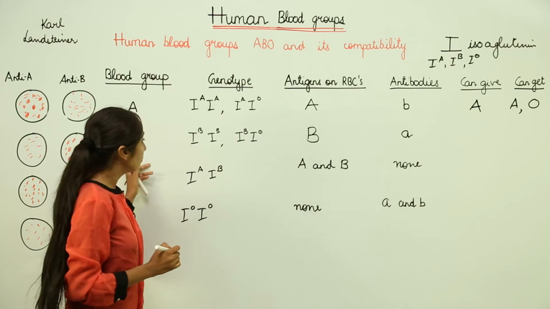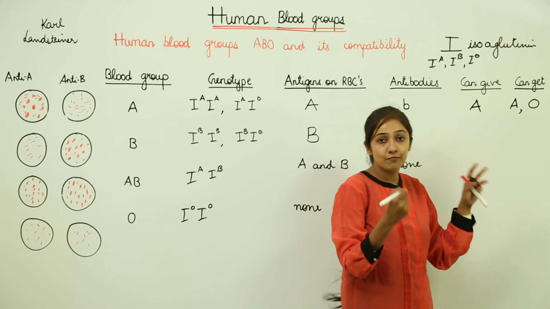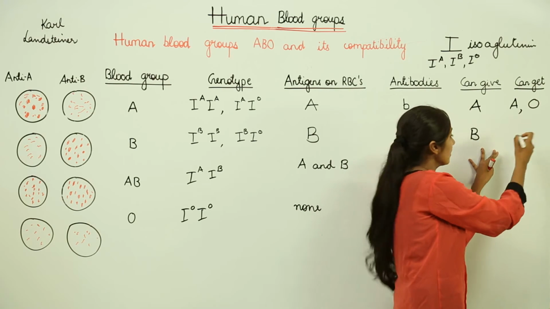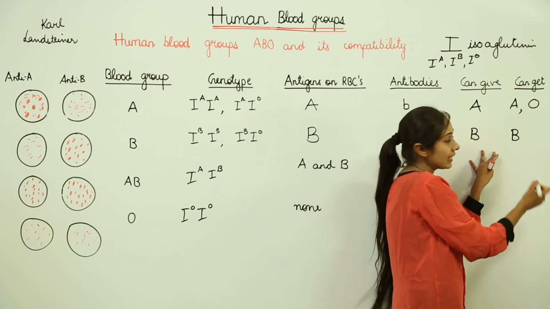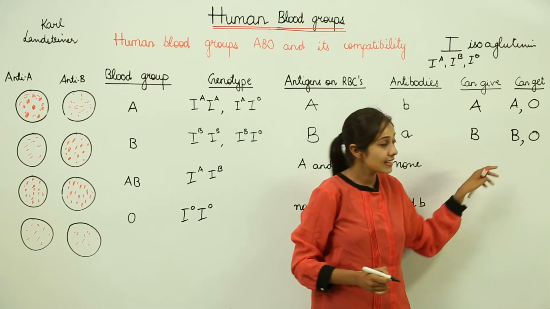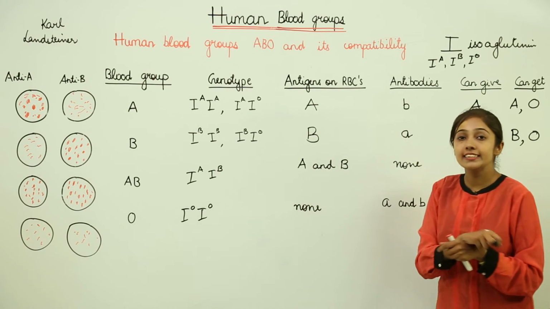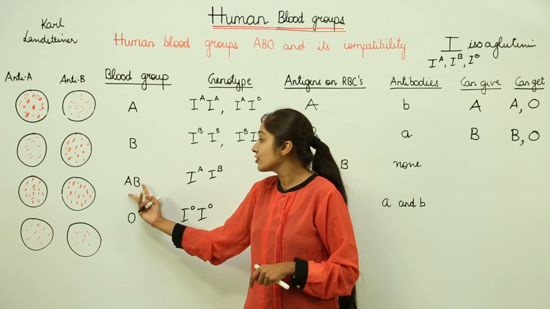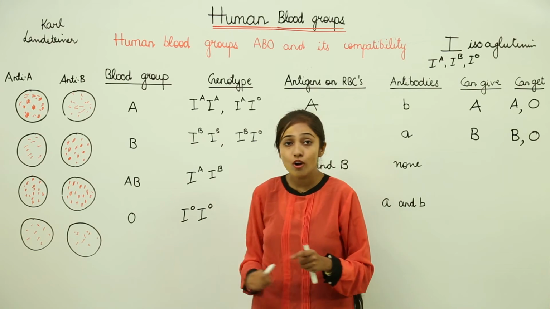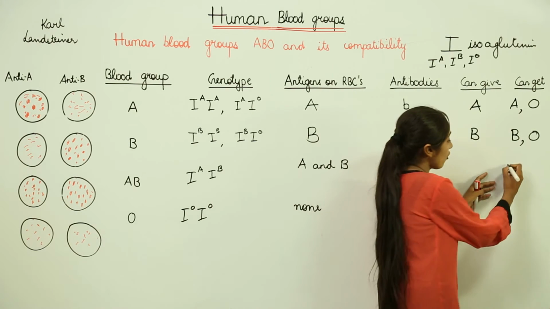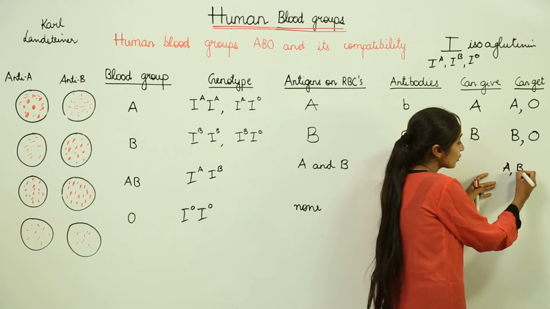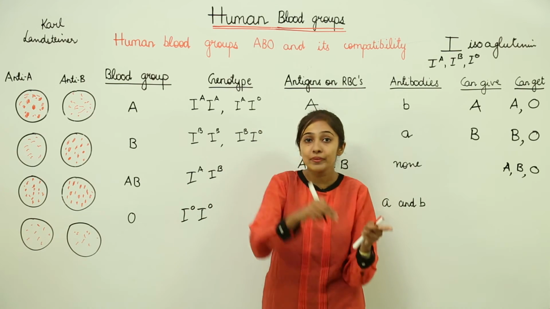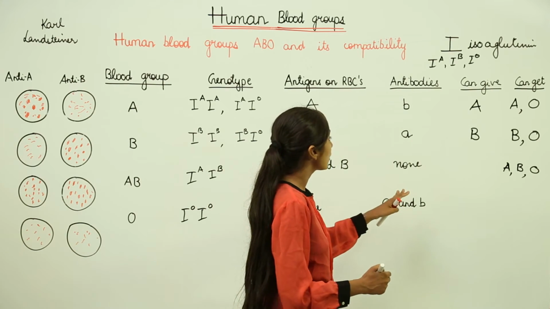Then blood group B can give blood to B and can get blood from B definitely, and from O blood group as well. Now here I would like to mention that O is universal donor while AB is universal recipient. So in case of blood group AB, it can get blood from A also, from B also and from O also, because AB is a universal recipient.